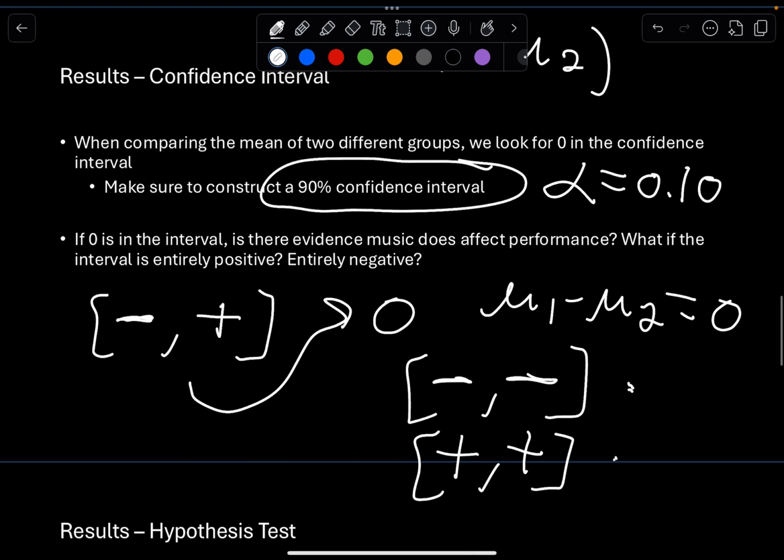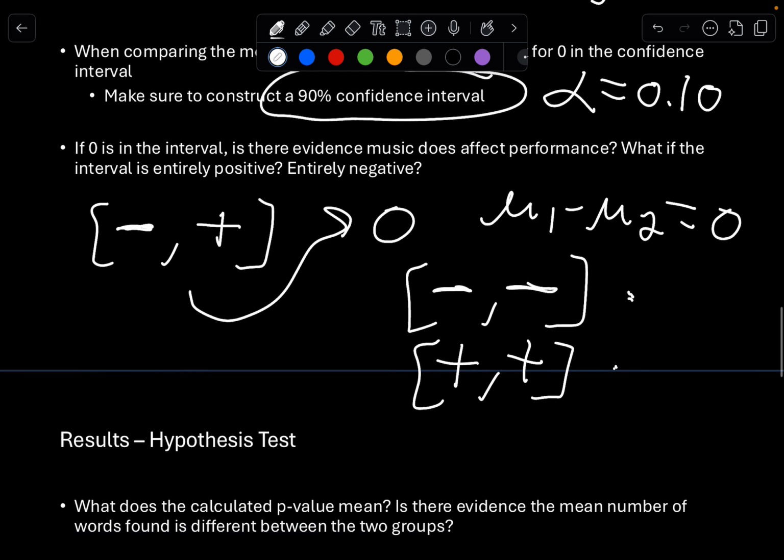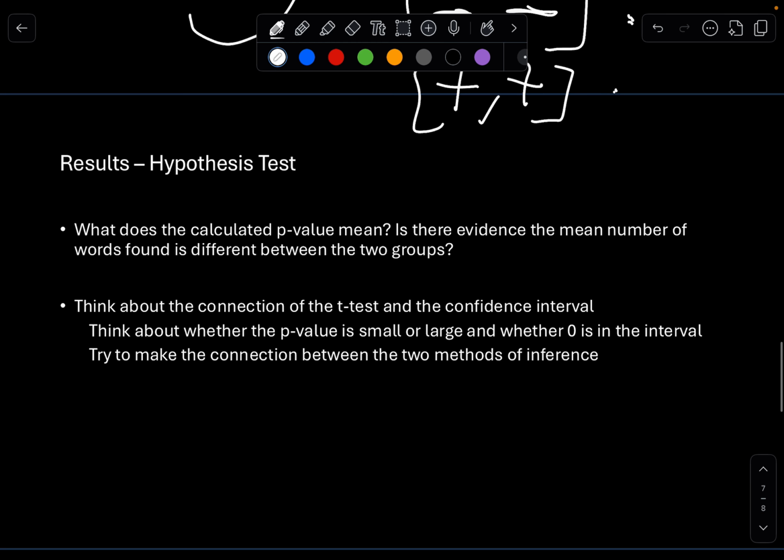Okay, so you'll do the confidence intervals. You'll make inferences based on your results. You'll also do a hypothesis test. So StatCrunch will give you the p-value. You need to use the p-value to make a conclusion, follow the same structure as in lecture. You also want to think about the connection between the hypothesis test and the confidence interval. This connection will be on the exam, so you need to think about that connection.